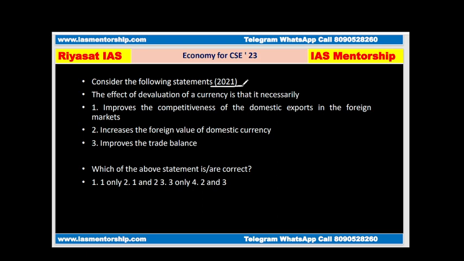Consider the following statements, 2021. The effect of devaluation of a currency. This we have done. Yeah. This is a repeated question. This we have done.